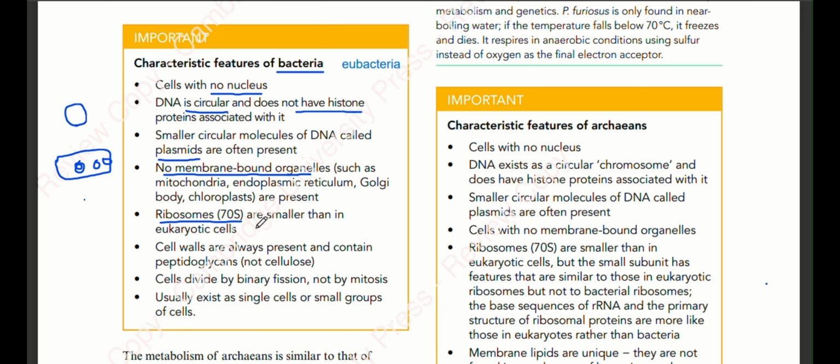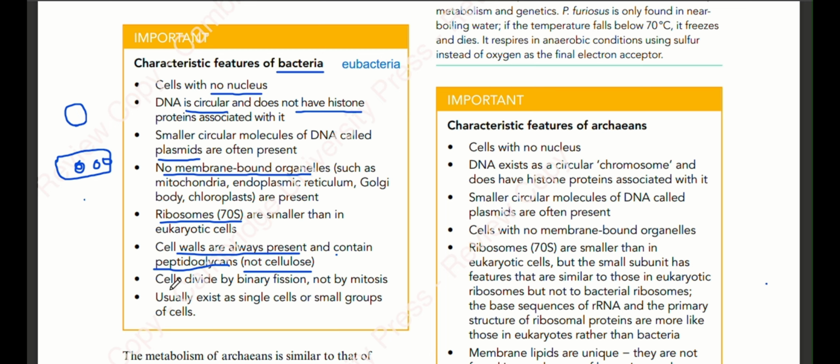So what is the size of ribosome? It is smaller than in the eukaryotic cells. It is smaller as compared to the plant and animal cell, and it is 70S. And you know, S is a Svedberg unit. Cell walls are always present in bacteria, and they contain peptidoglycans. It is a carbohydrate which is not cellulose. You know cellulose is found in plant cell walls, but in bacteria cellulose is absent and peptidoglycan is present because their cell wall is made up of peptidoglycan.